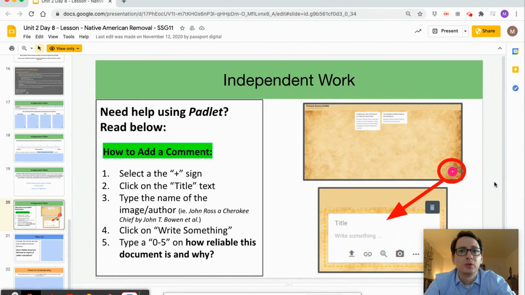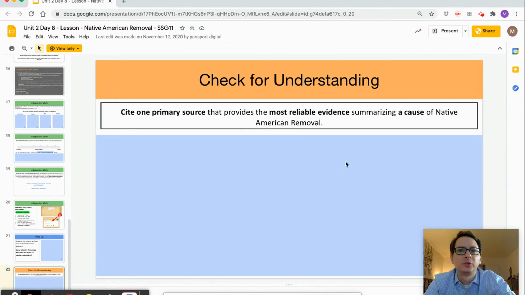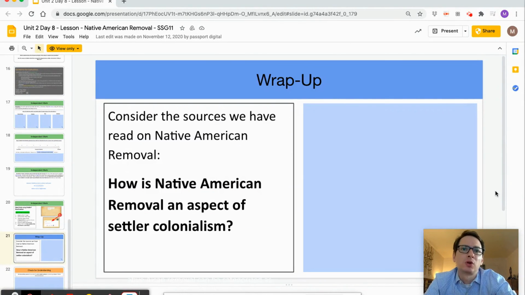Regardless of what site you use or the manner in which you set it up, ensuring the discussion board is available to students as they answer this final CFU is vital, because remember, they did not analyze all the sources themselves. This wrap-up question requires the students to consider everything they learned from this lesson and connect it back to that discussion about settler colonialism. And although it doesn't directly call for it here, I would push students to include relevant supporting evidence from that source that they just identified as being the most reliable.